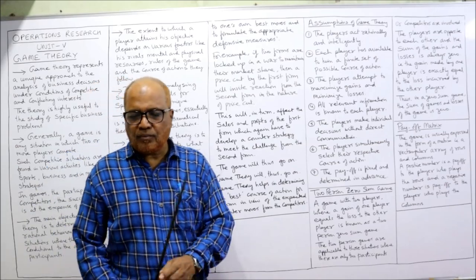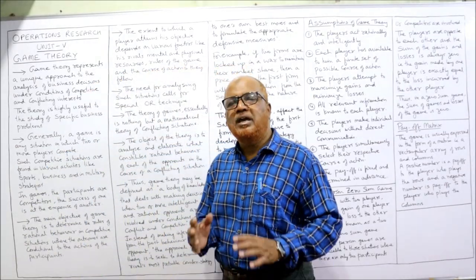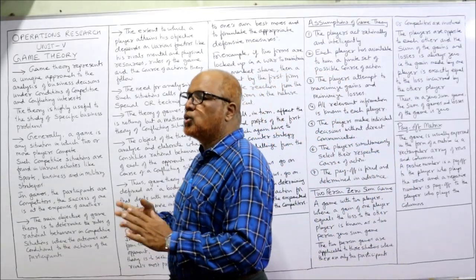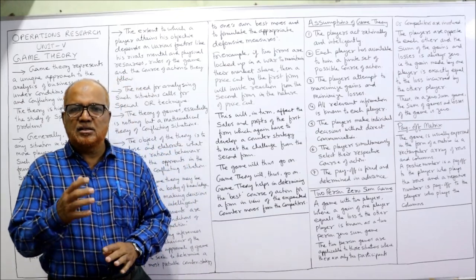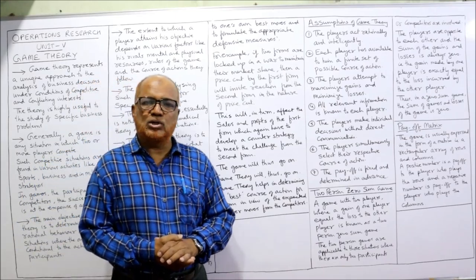That's it. So in this video, I have explained the meaning of the term game theory, assumptions of game theory, the two-person zero-sum game, and the payoff matrix. Some more concepts are there that I'll continue in the next video.